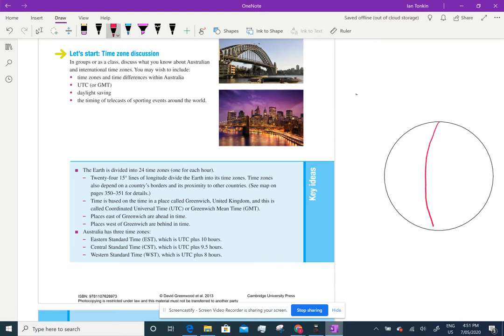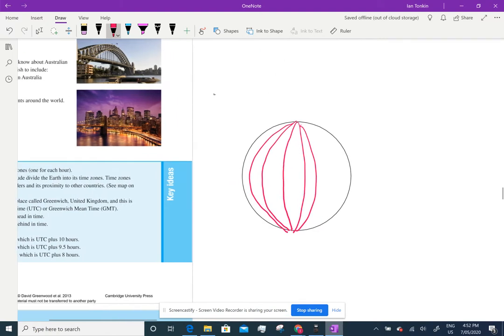If we're going to have zones of time running around degrees of longitude around the Earth, if we're going to break up the Earth into 24 different periods, because we've got 24-hour days, that's how long it takes us to rotate. So 24 hours, and we've got an Earth that's circular and has 360 degrees when we talk about lines of longitude.